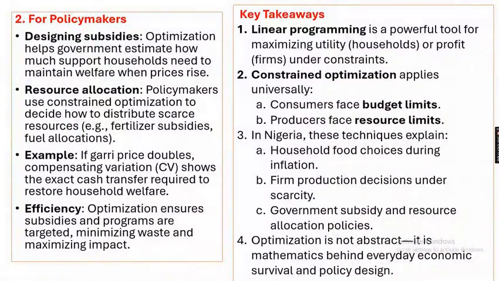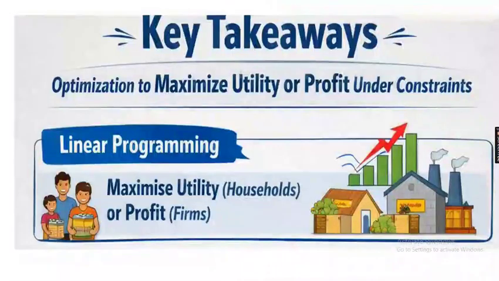Linear programming and constraint optimization are universal tools. Consumers face budget limits, while producers face resource limits. In Nigeria, these techniques explain household food choices during inflation, firm production decisions under scarcity, and government policies on subsidies and resource allocation. Optimization is not abstract. It is the mathematics behind everyday economic survival and policy design.